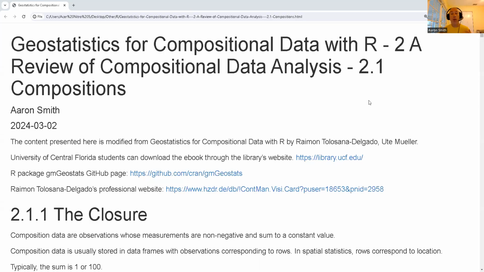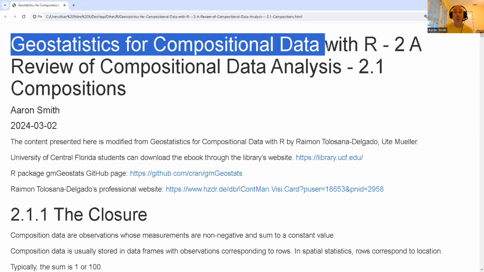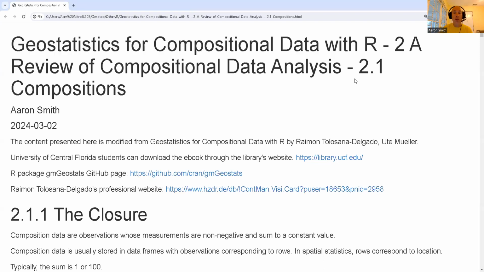Hi, in this video, we're going to take a look at composition data focused specifically on geospatial statistics. We're going to be taking some information from the textbook Geostatistics for Compositional Data, Chapter 2, Section 2.1, Compositions. So here's the book that we are getting some information from.